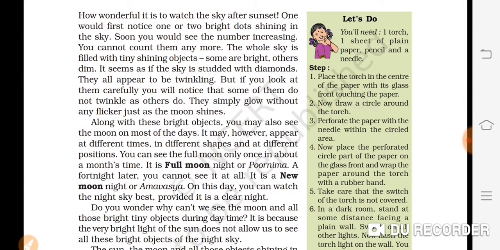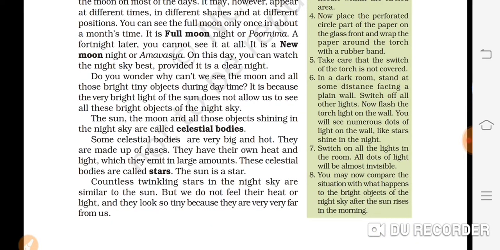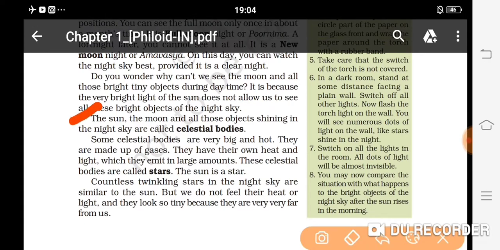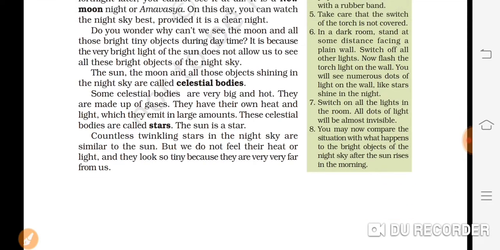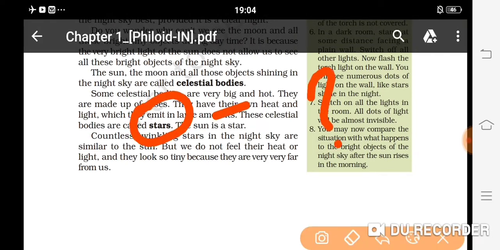On a full moon night, called Purnima, and on Amavasya, when there's no moon, it is dark. So we start from the celestial body. What is a celestial body? The sun, moon, and all those objects shining in the night sky are called celestial bodies. The first question. Okay. Some celestial bodies are very big and hot. They are made up of gases. They have their own heat and light, which they emit in a large amount. These celestial bodies are called stars. The second question is complete. What are stars?